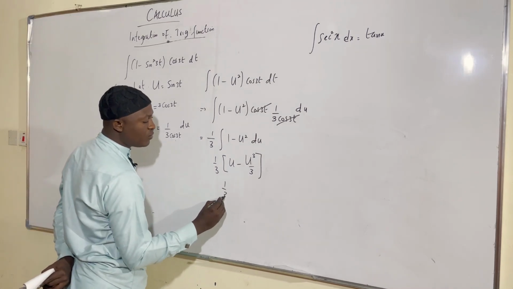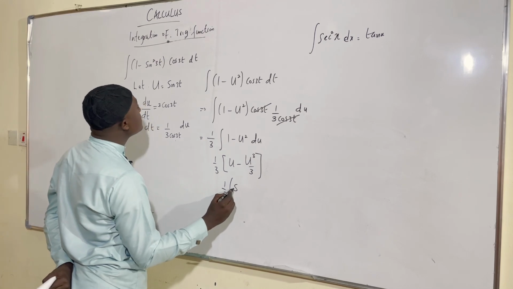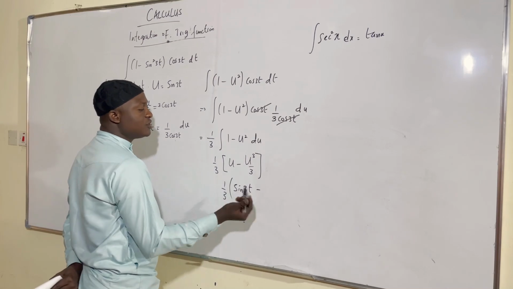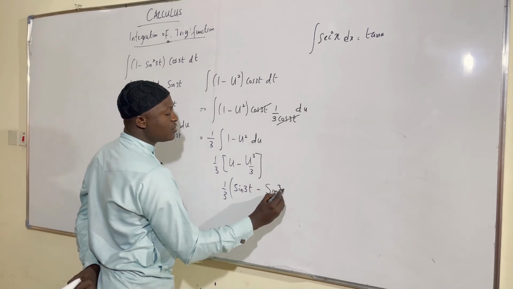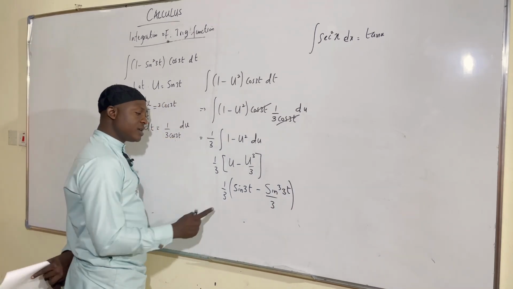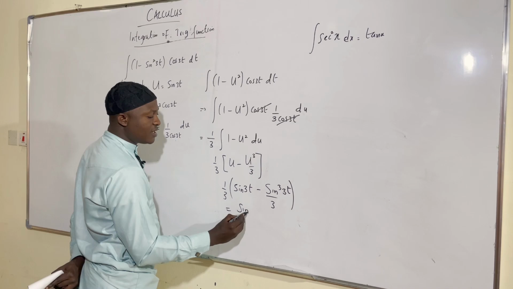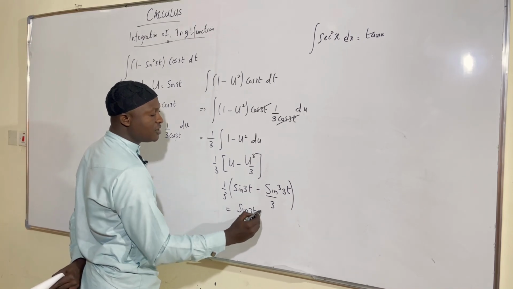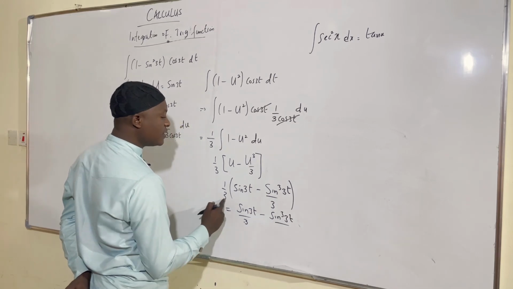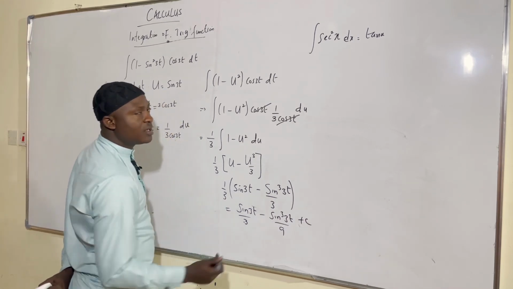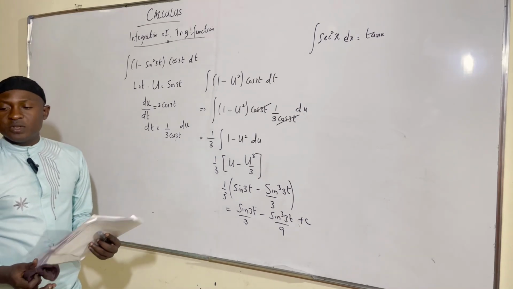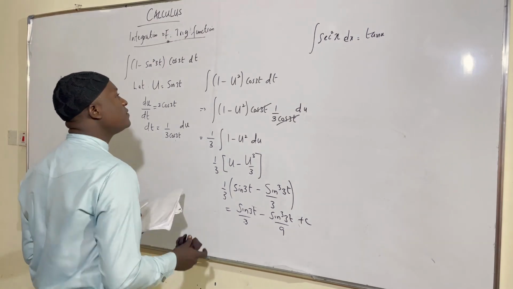So here we have 1 over 3 times (sine 3t minus sine cubed 3t over 3). Now if I like, I can open the bracket. This times this, we have sine 3t over 3. This times this, we have sine cubed 3t all over 3 times 3, which is 9, then plus c. So that's all we have for the integration of trigonometric functions.